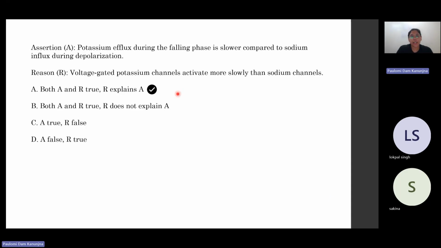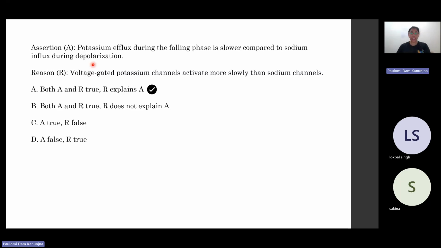So potassium efflux during the falling phase is lower compared to that. We know this already, because that's how you have a hyperpolarization, right? There are more negative charges moving out. So during a normal phase, sodium is coming in, potassium is going out. Your potassium going out should close after a while, but we know that the closing of the potassium channel is slower. That's why you keep having more potassium outside.